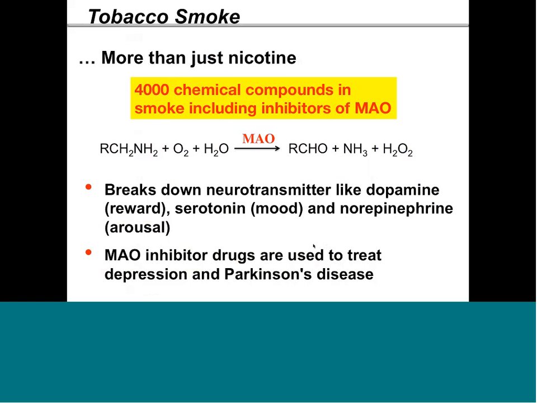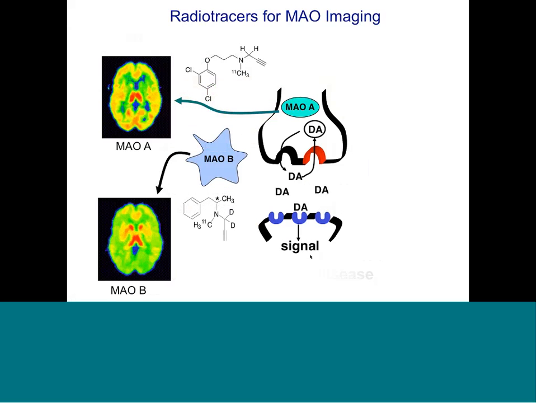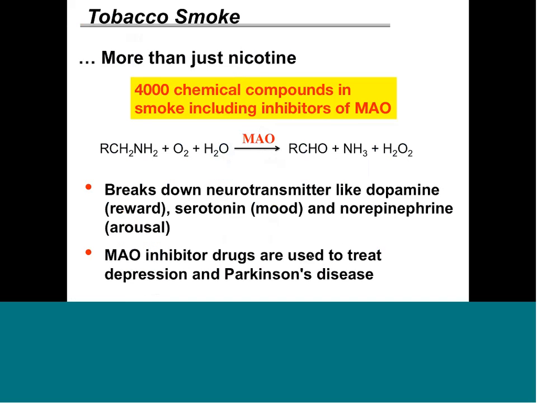So we also were looking at other effects, things that are in tobacco smoke that aren't just nicotine, and there are about 4,000 chemical compounds in smoke, including inhibitors of monoamine oxidase. So monoamine oxidase is an enzyme which breaks down neurotransmitters like dopamine, which is involved in reward, or serotonin, which is involved in mood, and norepinephrine, which is involved in arousal. And MAO inhibitor drugs, you all may have heard of these.